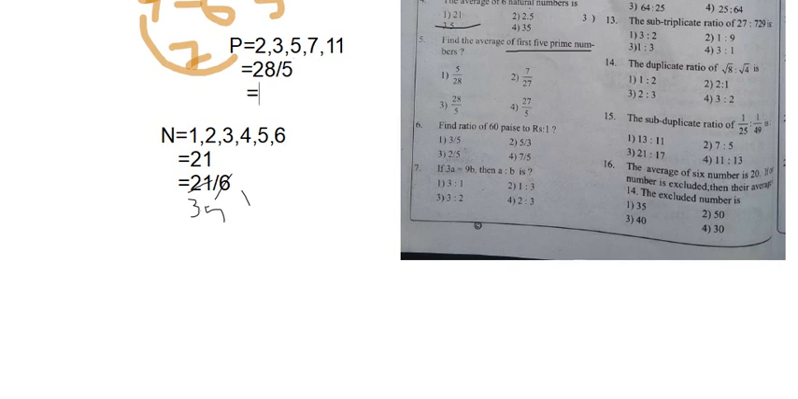5 5s are 25, 5 6s are 30. So is that 5 and 6 there? No, they gave it in fractions. What is the fraction? 28 by 5. Where is that? Option number 3. If they give it in points, you will write that; if in fractions, write this. Okay. Then the next question.